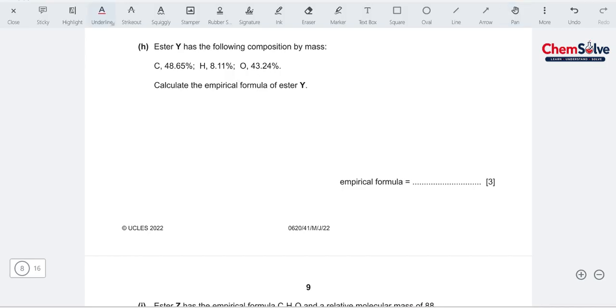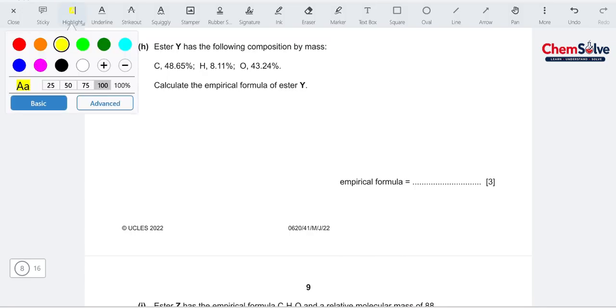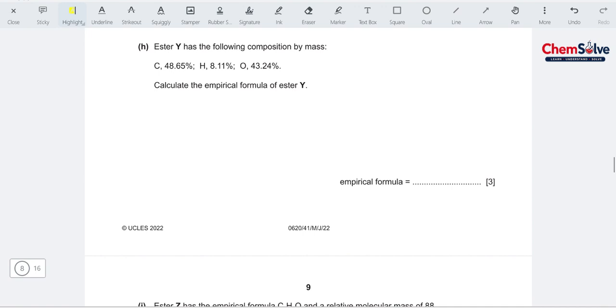an ester Y has the following composition by mass: carbon is this much here, and hydrogen is this much, 8.1, and oxygen is 43.24% here. Okay, so now I have to calculate the empirical formula from this information. So what would be the steps? Let's see.